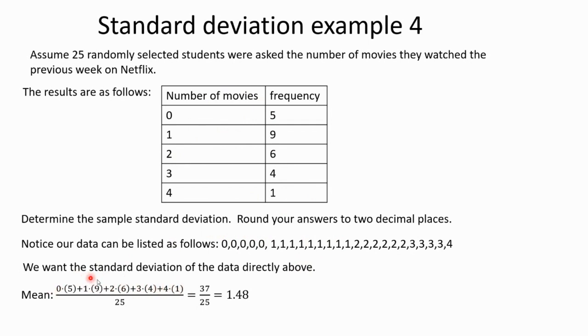And there are 25. The sample size is 25. I mean, that's from the word problem, but if you add up the frequencies, you get the same number. So we get 37 over 25, which is 1.48. Now that's the mean. Okay. Now, I know that's not a data value, but again, it is the mean though. Now what we can do is follow the rest of the procedure for standard deviation.